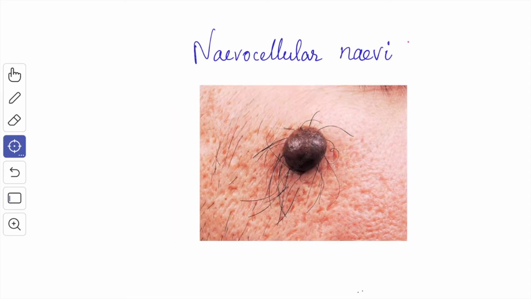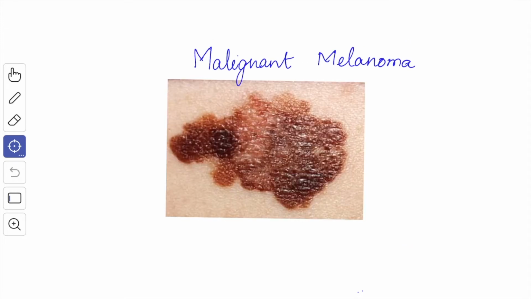The next condition we'll see is the nevocellular nevi. The pigmented nevi or moles are extremely common lesions of the skin of most individuals. They are often flat or slightly elevated lesions. Rarely they may be papillomatous or pedunculated. Most nevi appear in adolescence and in early adulthood due to hormonal influence, but rarely may be present at birth.